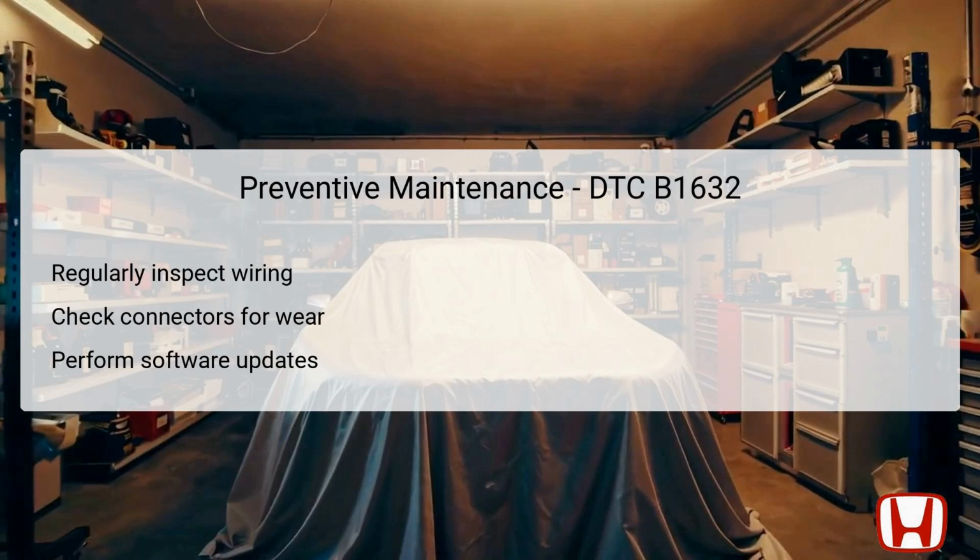Another preventative action includes performing software updates for the vehicle's electronic systems, as manufacturers often release updates that enhance performance and address known issues. Implementing these preventive measures can greatly reduce the risk of encountering electrical faults like DTC B1632 down the line.